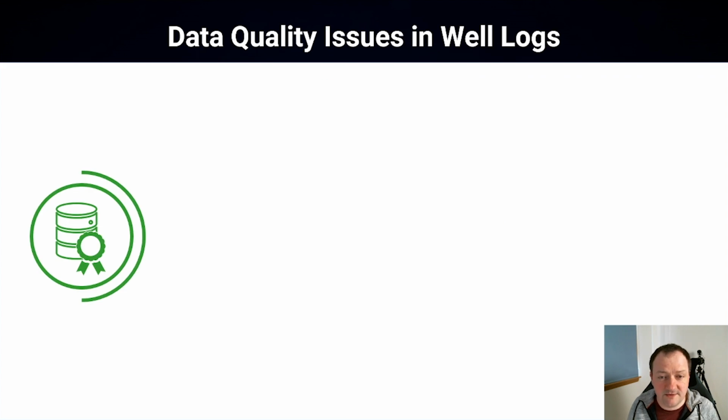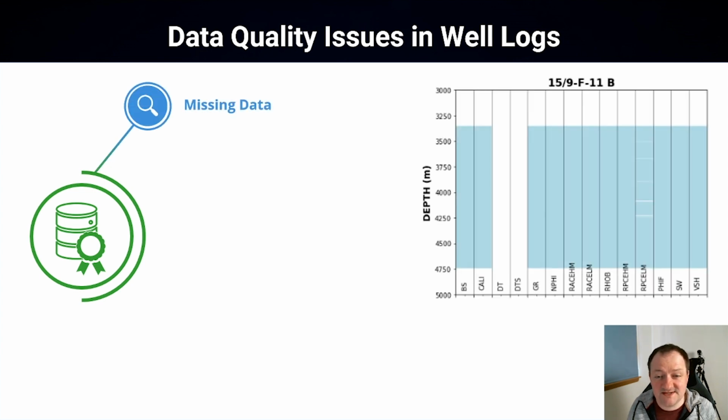Following on from the dimensions, we can look at specific issues within well log data that can cause us concern. The first and probably the most common issue that we face is missing data. This can occur as individual missing data points or entire missing measurements. An example can be seen here to the right where DT and DTS are entirely missing from this well.